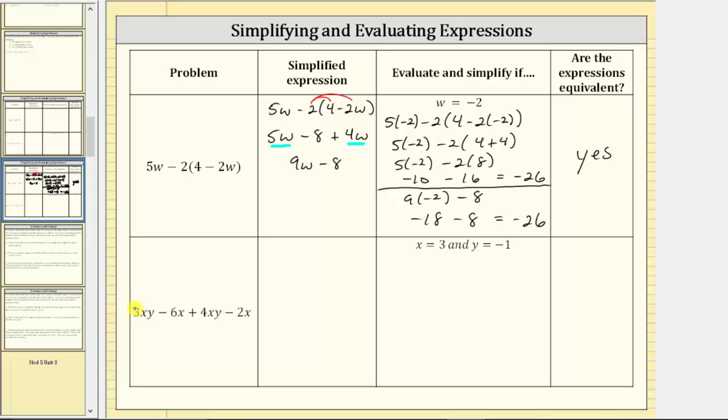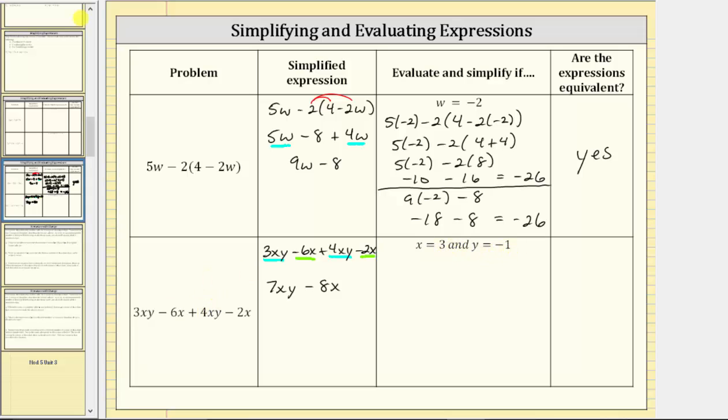For the second example, there are no parentheses to clear, and therefore the first step is to combine like terms. Starting with the original expression, 3xy and 4xy are like terms. Negative 6x and negative 2x are also like terms. 3xy plus 4xy is 7xy, and negative 6x minus 2x is negative 8x. And instead of writing plus negative 8x, it's more common to write minus 8x, which is equivalent. And again, now we want to evaluate both expressions when x equals 3 and y equals negative 1.